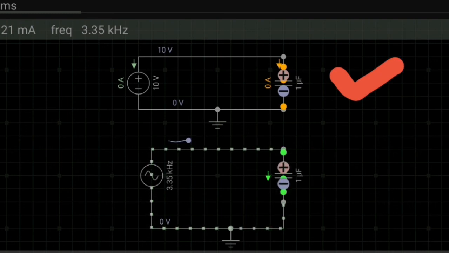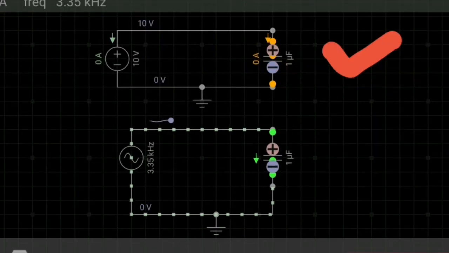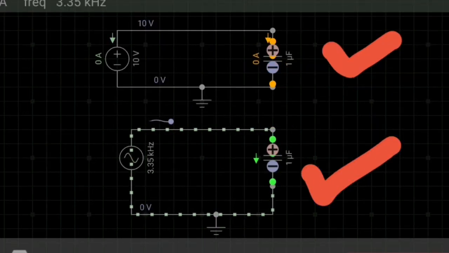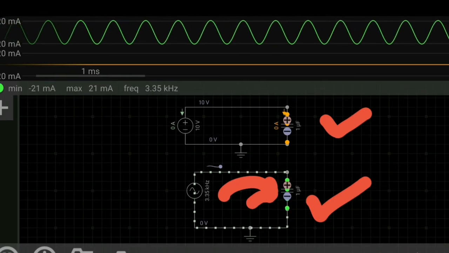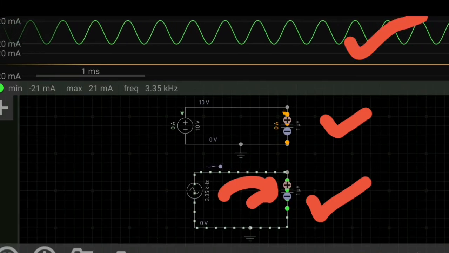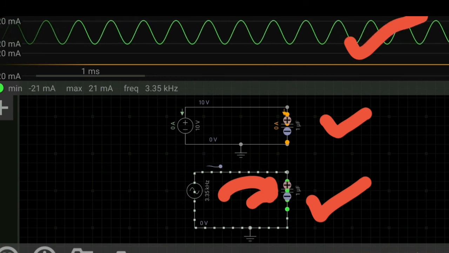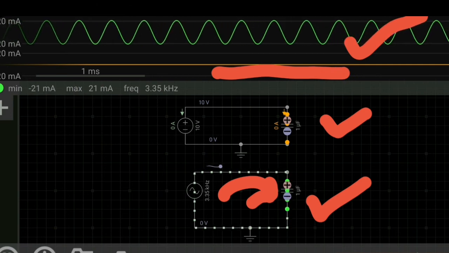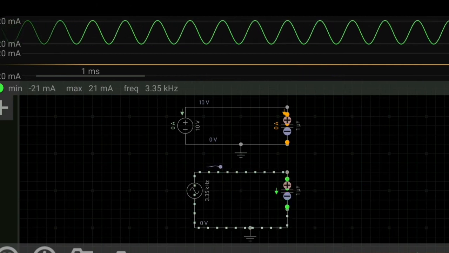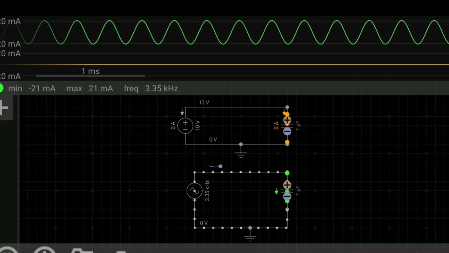Here is a connected DC source, and the current is stopped because the capacitor blocks DC. Whereas in this circuit, the current is flowing because in the positive half of the cycle the capacitor is charging, and in the negative half it is discharging, so it is allowing the current to flow from here to here. If you see the waveform for the AC circuit, you see a sine-based waveform, whereas for a DC circuit things have stopped and you see a straight line. So this is the way a capacitor behaves when it is connected to AC and when it is connected to DC.